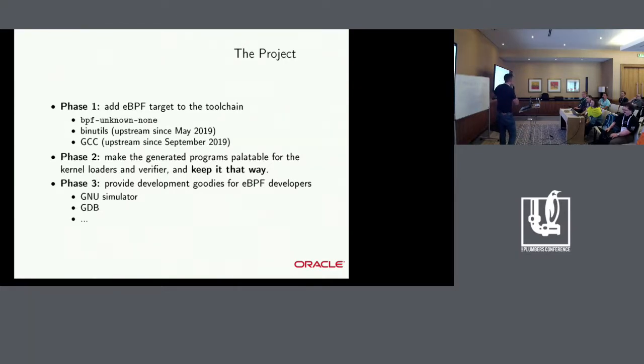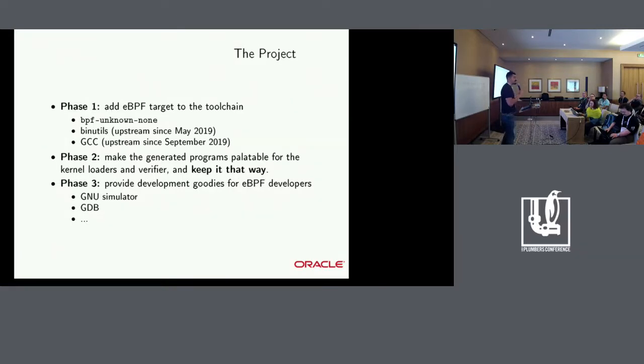The second phase is to make the BPF programs that GCC compiles suitable to be loaded and executed by the kernel. Because one thing is to generate the BPF programs in an ELF file, something completely different is for those programs to be palatable to the kernel itself. We shall see now that there are two aspects of this. First, you have a sort of ABI, a sort of application binary interface, which is actually enforced by the kernel loaders, which are the kernel components that get the ELF file that you provide with a program and load it into the kernel, translating them into some syscalls or whatever.